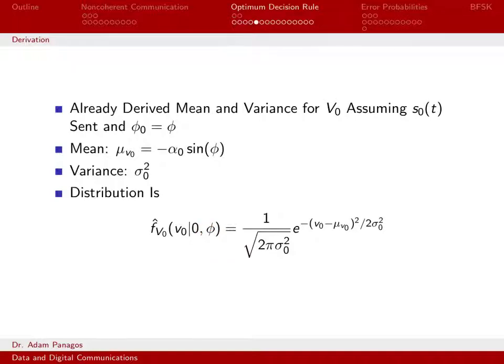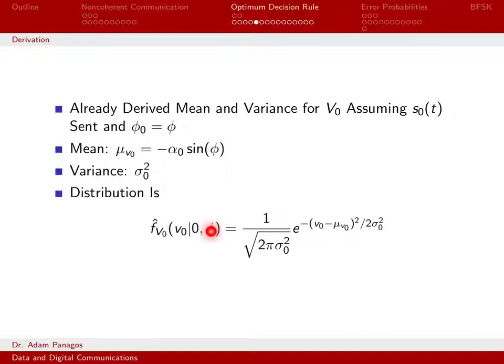The exact same thing for V0. We already did all this work. We've already derived the mean and variance for V0 under the assumption that S0 was sent for a specific value of phi. Our mean was minus alpha sine phi. We have the same variance. So we can plug into our Gaussian PDF to write down the conditional density function of V0 given signal 0 was sent for some specific value of phi. So that part is already done as well, so that's not too bad.